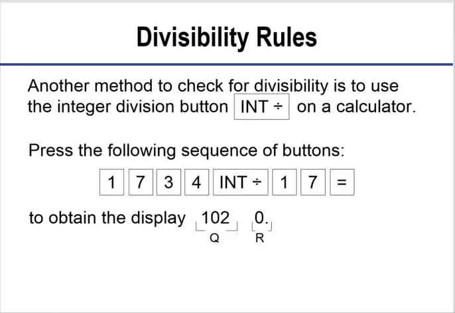Now we have divisibility rules. It says another method to check for divisibility is to use the integer division button on your calculator. I tried to find that on my calculator and I didn't find it, so I'm going to check other calculators. But it says press the following sequence of buttons, and you have 1,734, and it's like INT division sign 17 equals, and it's 102 remainder 0. So look for that on your calculator. It might be helpful, but to me, the entire point of knowing divisibility rules is maybe so you don't have to use your calculator. So that's really a big goal, I think.